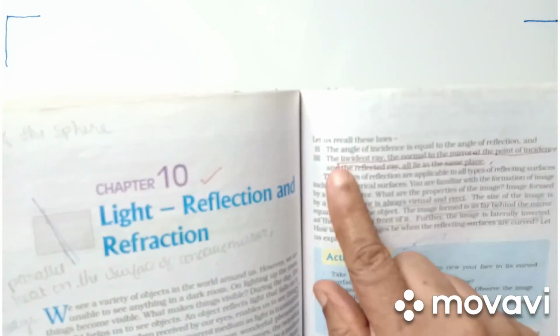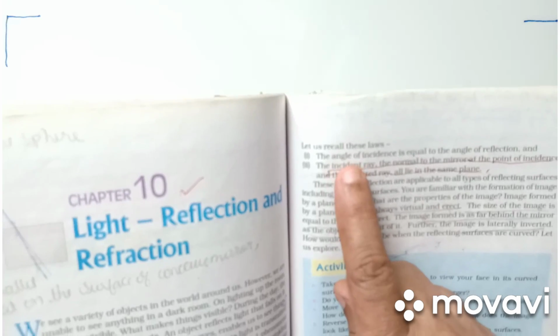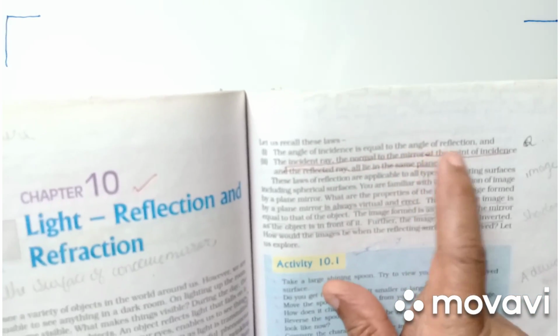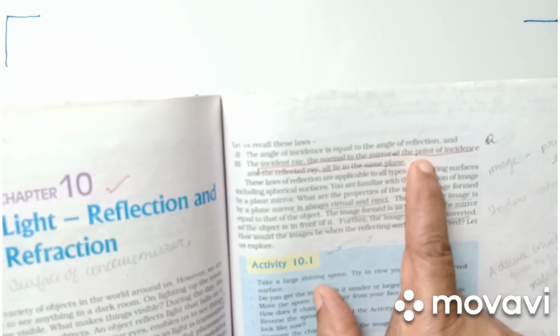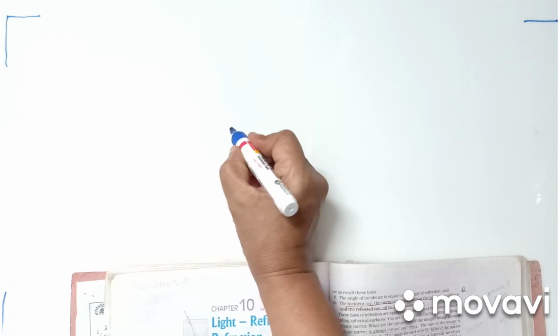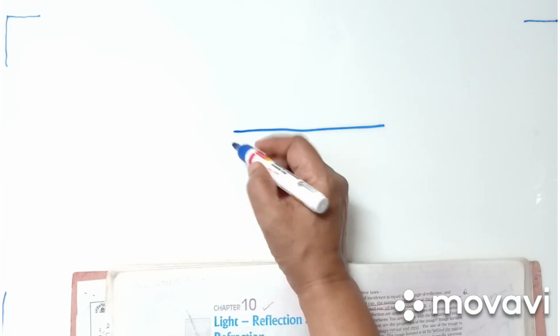The laws of reflection of light are: the angle of incidence is equal to the angle of reflection, and the incident ray, the normal to the mirror at the point of contact of incidence and the reflected ray all lie in the same plane. What does that mean? You have studied about a plane mirror. What is a plane mirror?